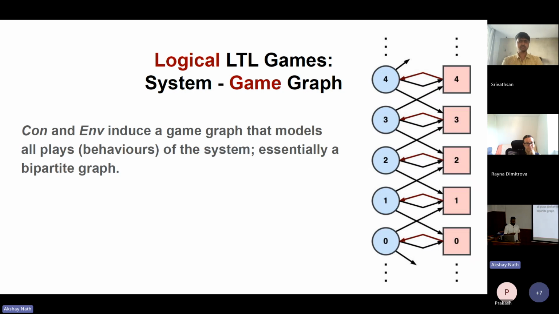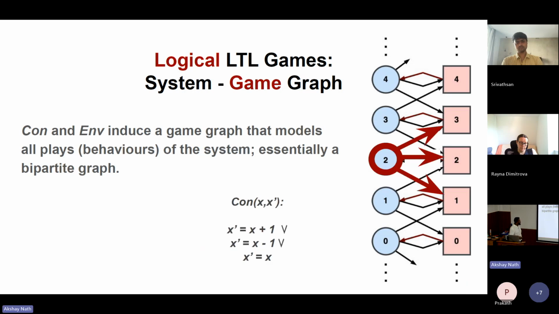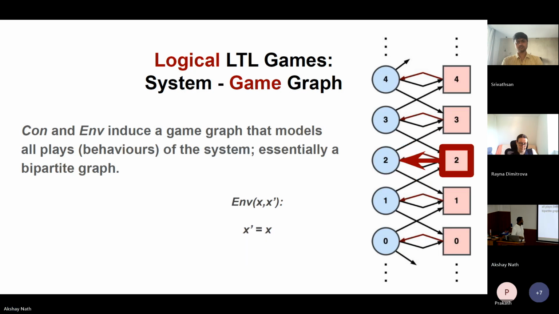Now, these con and env predicates induce a game graph. It's a bipartite graph as seen, and it models all plays. All plays are allowed by these con and env predicates. For example, more specifically, the controller states are shown in blue, environment player states are shown in red. Now, for example, this con predicate can use three moves. So starting from the controller, picking any circle state, I can either increment, decrement, or stay. And similarly for the environment, I could pick any state from the environment and just play the identity move.